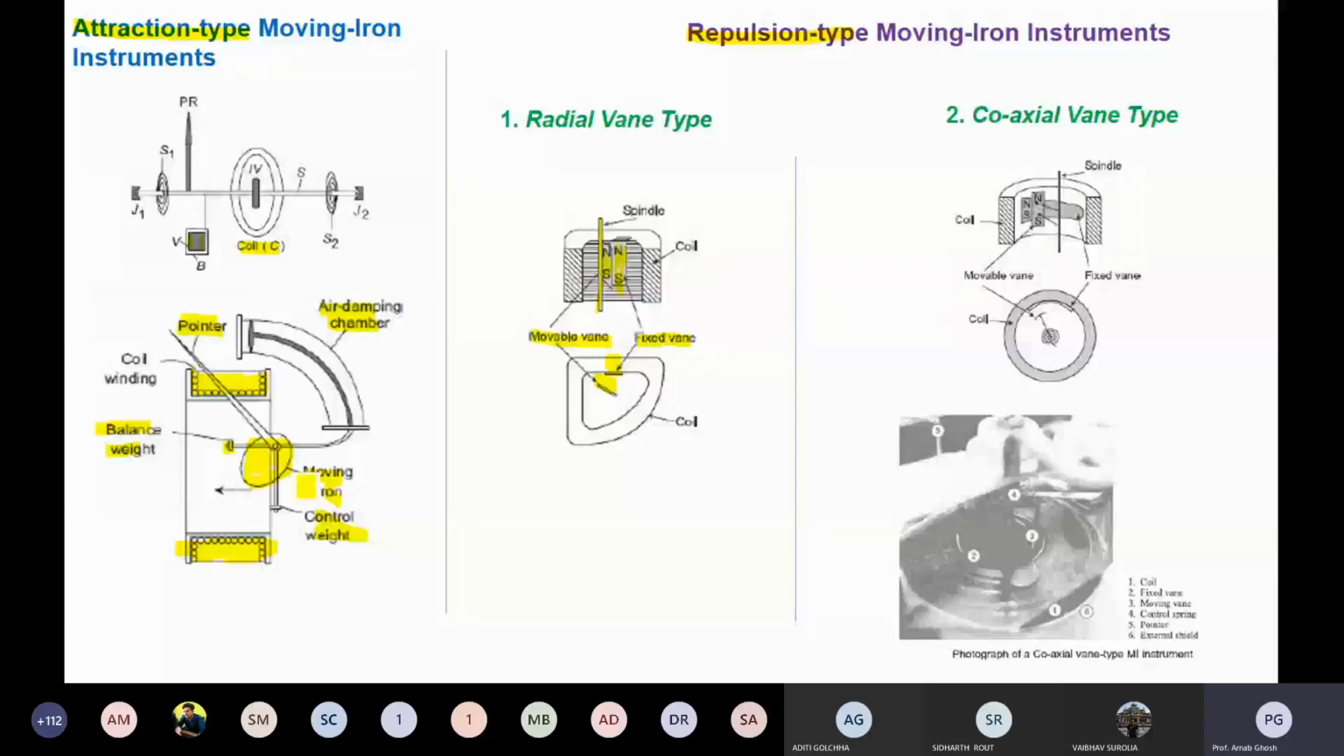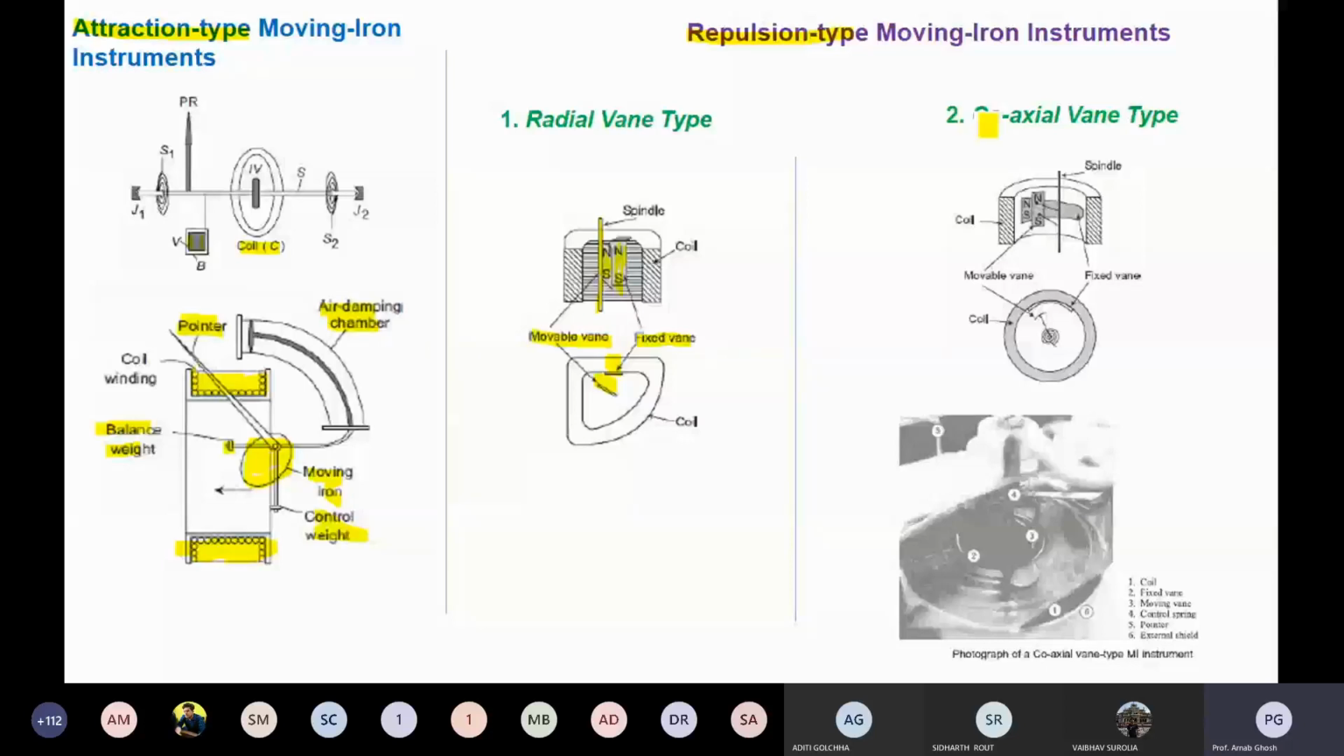After that, the rest of the portion will be the same, like the balance weight, the control weight, and the air damping piston. You can also use an oil damping piston, as per your requirement. So the rest of the things are the same. It is called the radial vane type because it is situated radially.